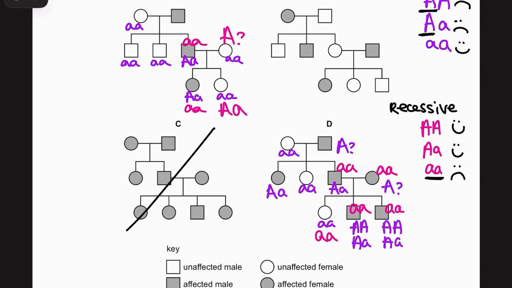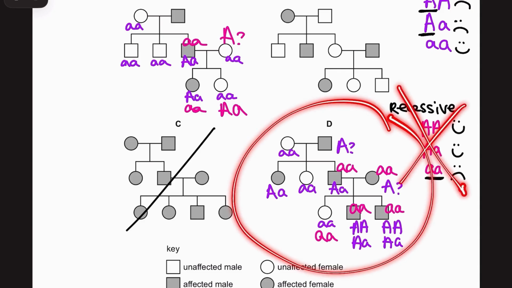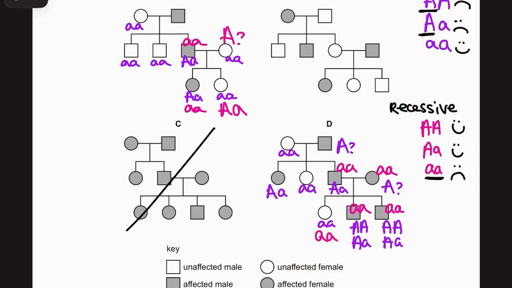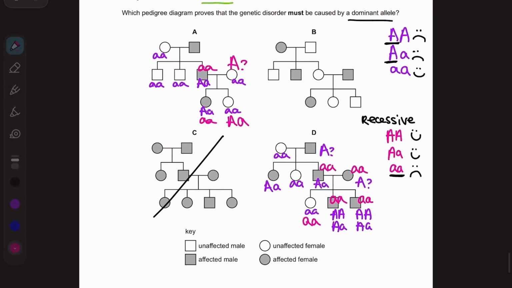And is that possible? No, it's not. Because if this is white, it means she's not affected. If she's not affected, she cannot be small a. I repeat, if she's not affected, she must have at least one big A for the smiley face, right? But she does not have a single big A because she got small a's from both her father and her mother according to the pink version. And therefore, for D, recessive does not work. Only the dominant works. And therefore, D has proven that this is due to a dominant condition, a dominant gene.